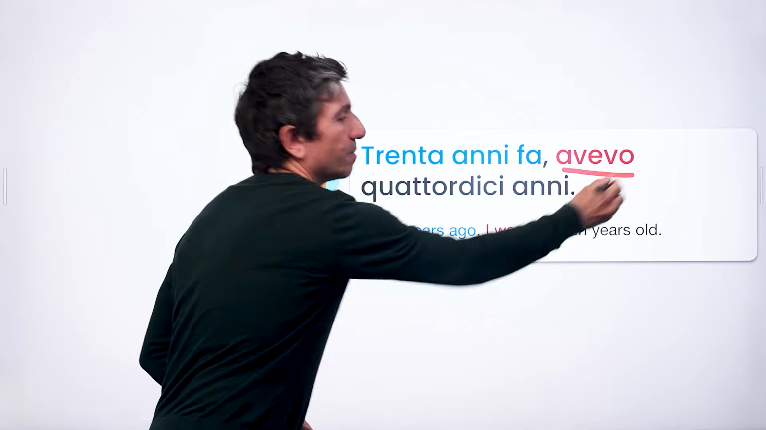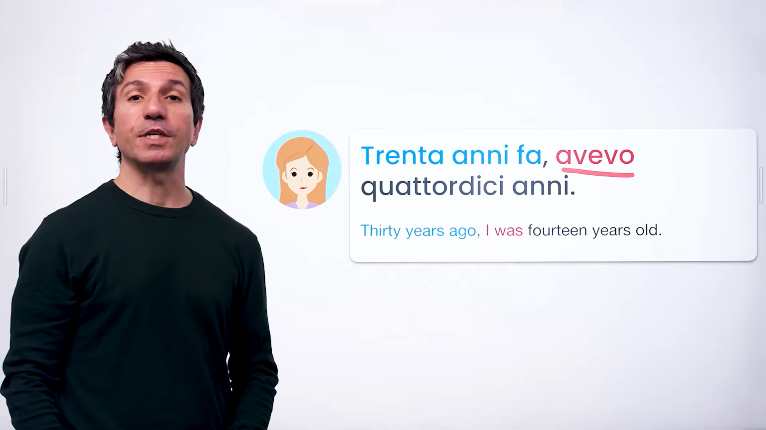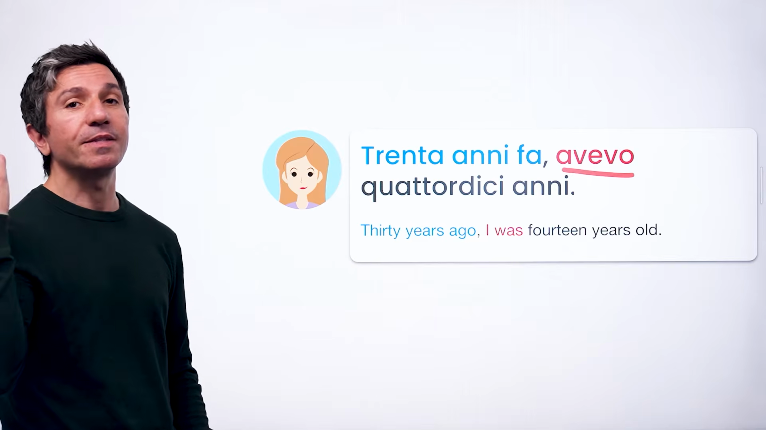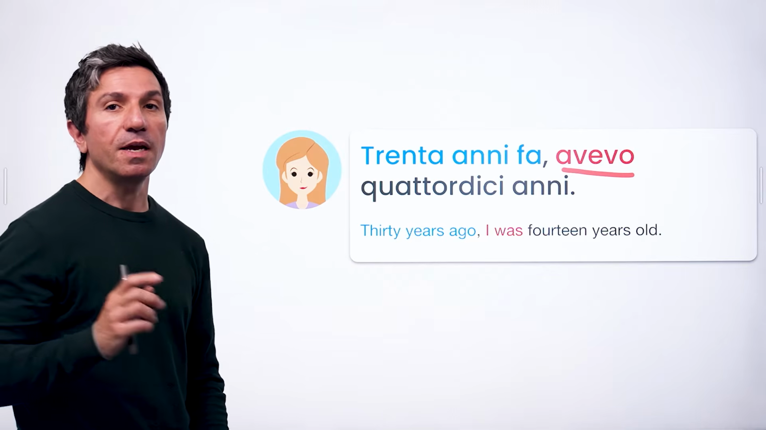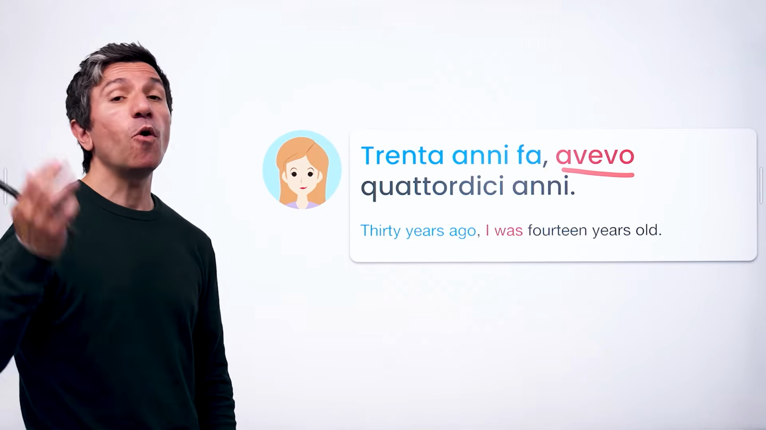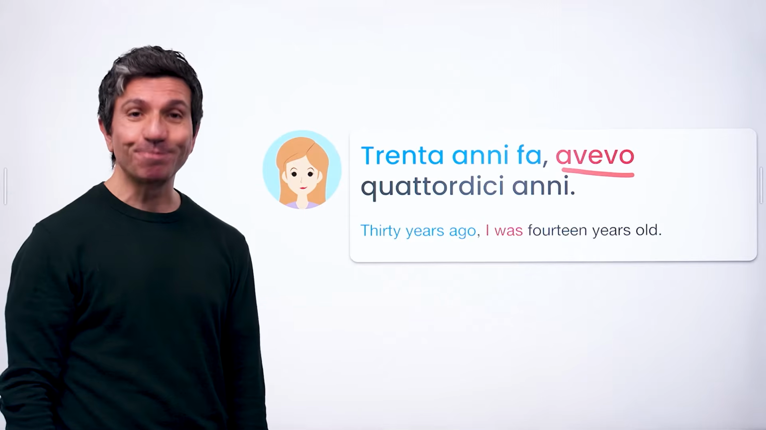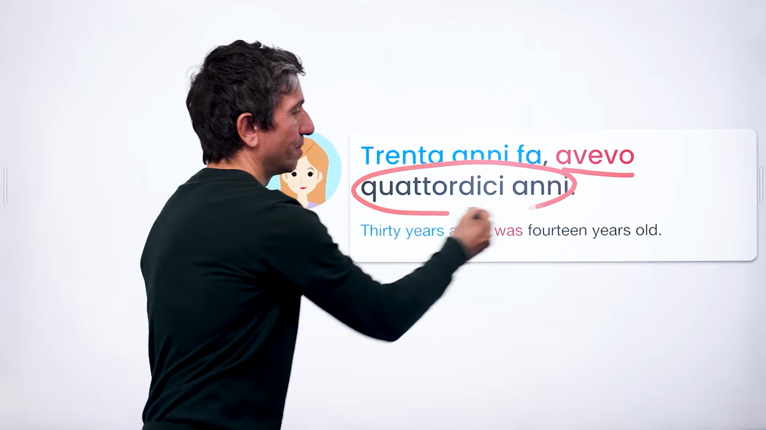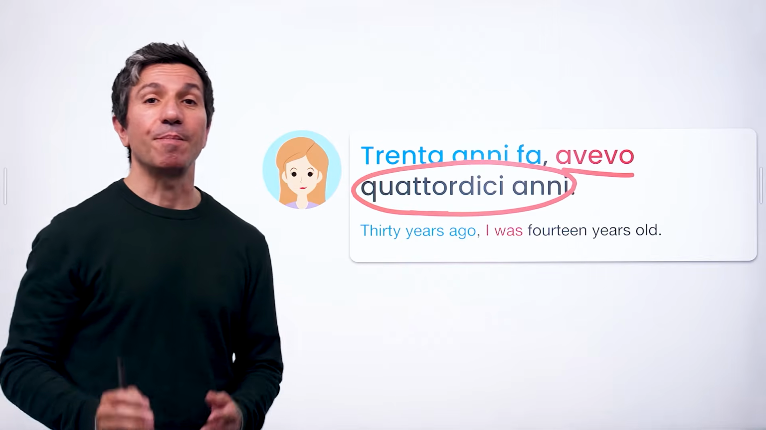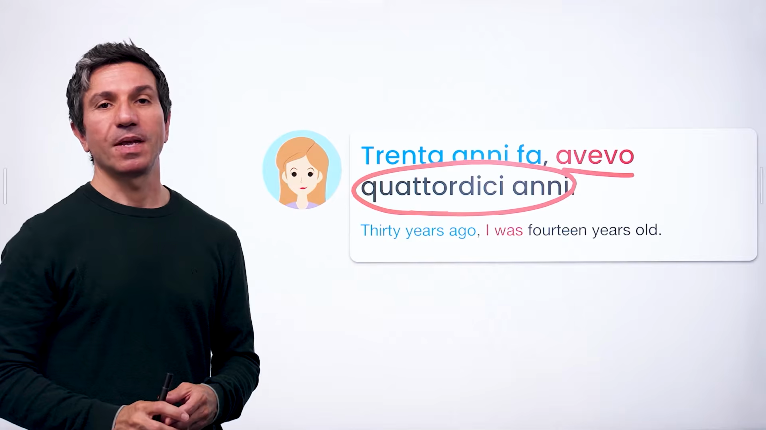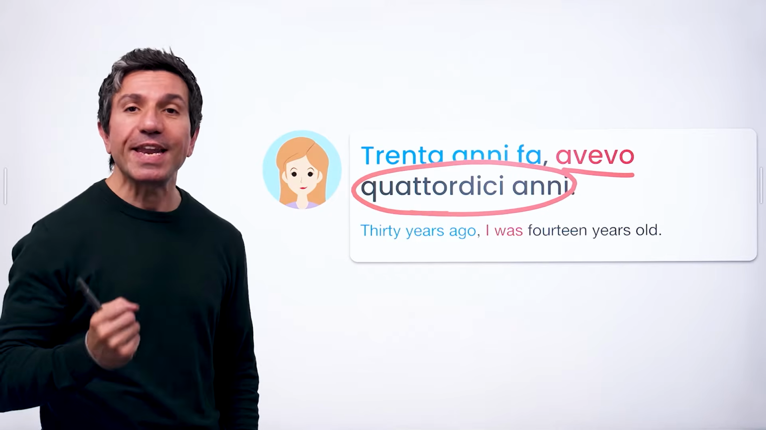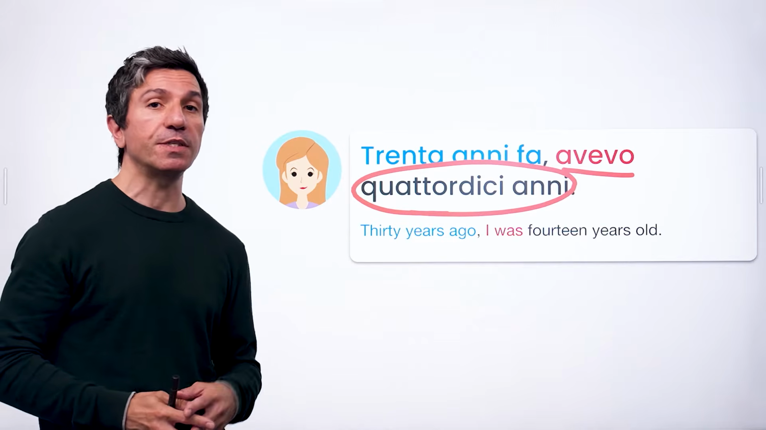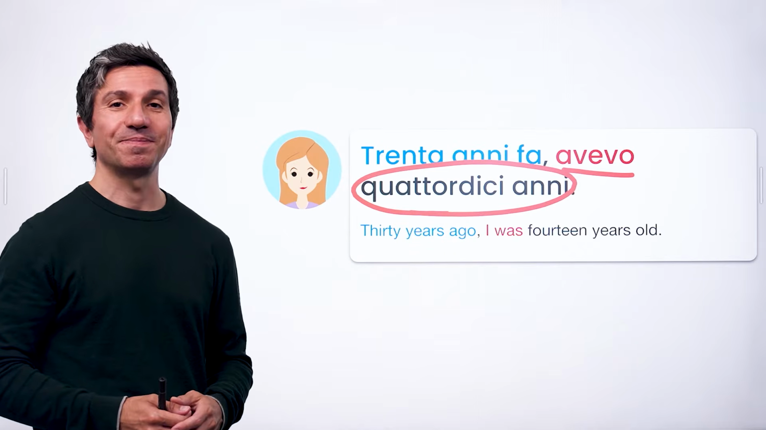Avevo is the first person singular of avere in the imperfetto. It means I had, but in this context, it translates as I was when referring to the age. 14 anni means 14 years. This shows how avere is used to express age in Italian and how the imperfetto gives the sense of the past state.